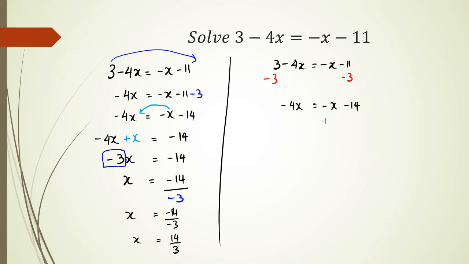Now I need to get rid of the x, so I'm going to have plus x and plus x on both sides. What I have is negative 3x equals negative 14. Now I need to get rid of the negative 3, so divide both sides by negative 3. What you'll notice is my two negative 3's get cancelled out. And I have x is equal to negative 14 over negative 3. And of course, if you have two negative signs, that's going to convert into a positive sign, and you have 14 over 3.